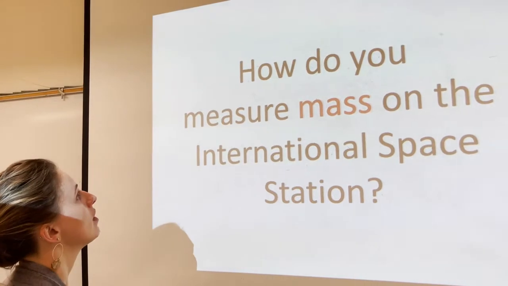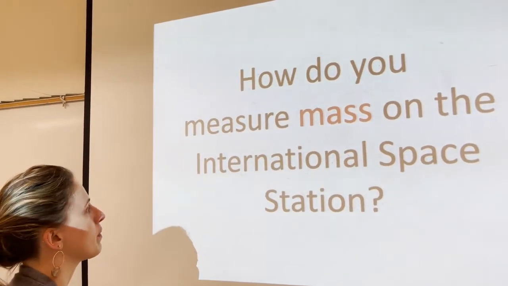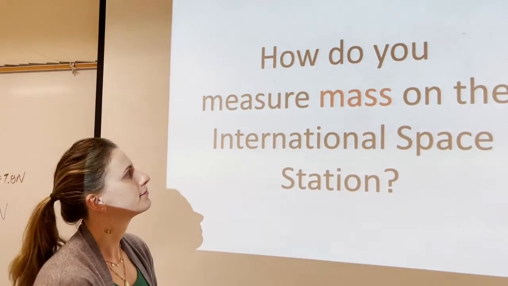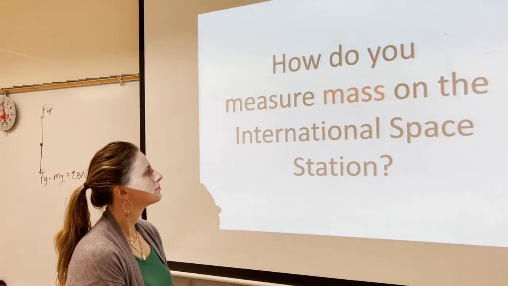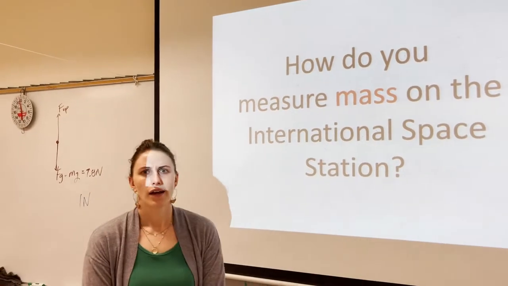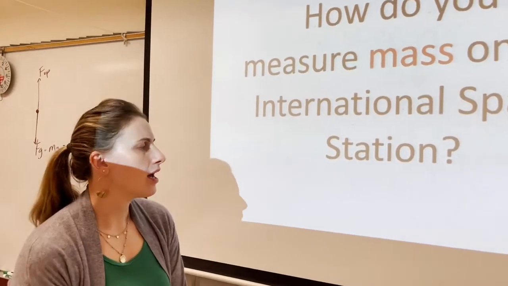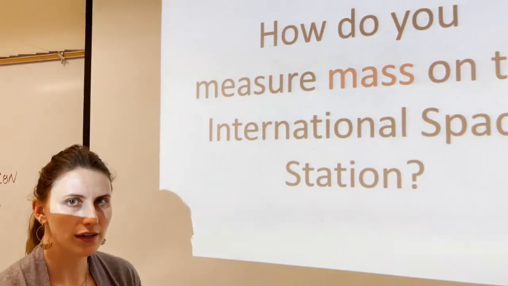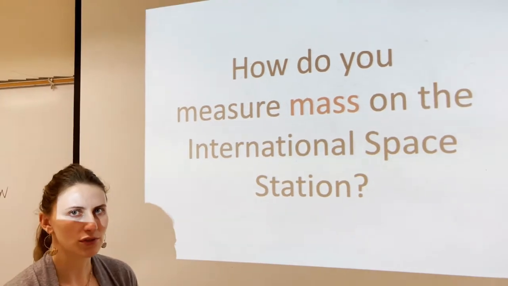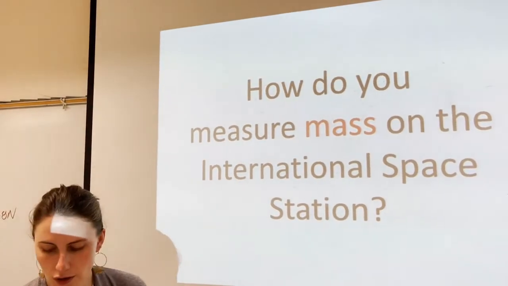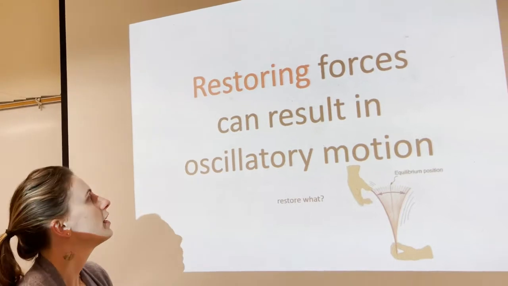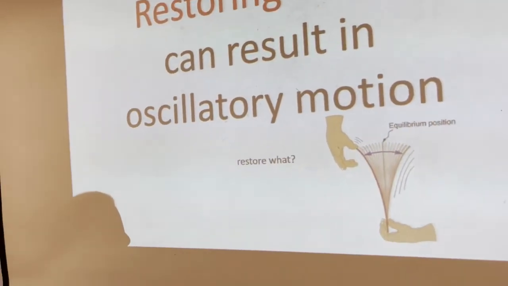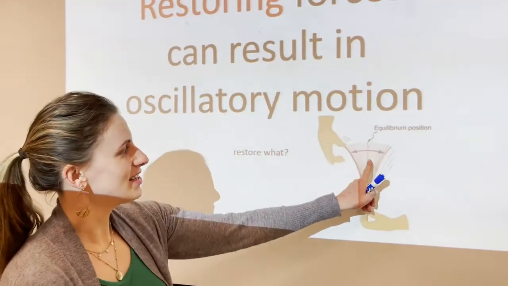How do you measure mass on the International Space Station? They're doing experiments, they need to measure mass. How do they do that? I remember doing that with a hacksaw blade. Yes, with a hacksaw blade, and we also read a little segment in the book about that spring scale chair with the restoring force. Check that out to refresh your memory. Restoring forces can result in oscillating motion. Restore what? The equilibrium position.